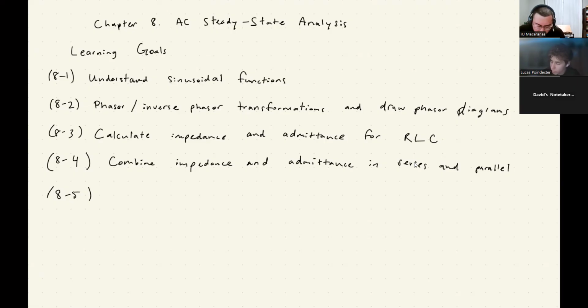And 8-5, so we're going to draw frequency domain circuit for a given circuit with the sinusoidal source. So I'm just going to write draw frequency domain circuit, and we'll get into kind of what that looks like, as far as the source goes, because so far we've really only been looking at DC sources.